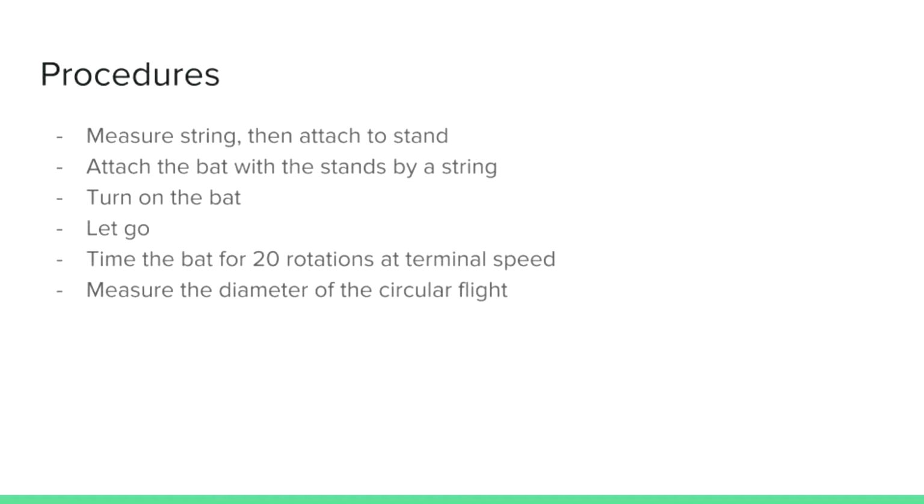Time the bat for 20 rotations at terminal speed. Then measure the diameter of the circular flight.